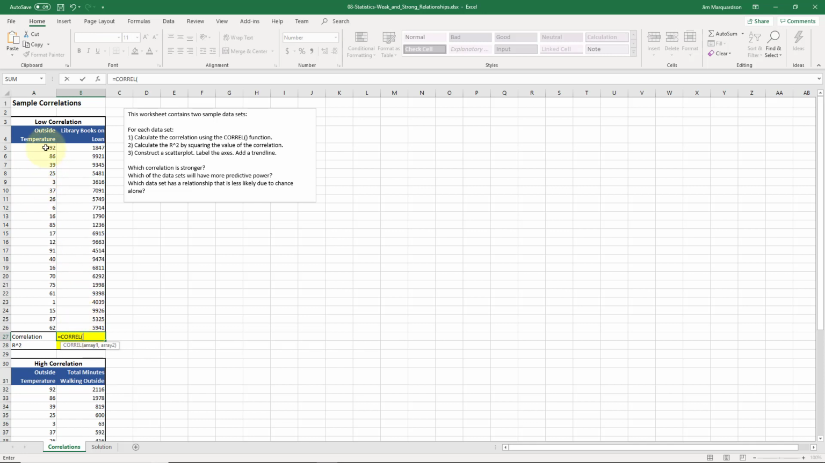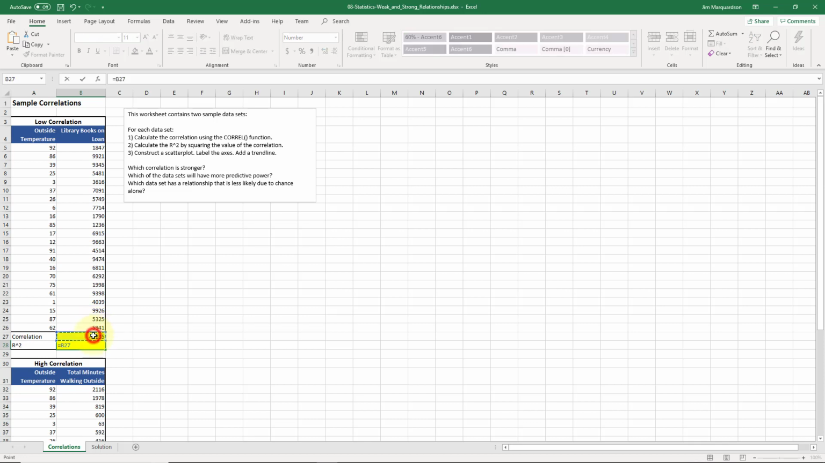So are they correlated? I'll select for array one, the outside temperature, hit the comma, then select my second array, the library books on loan. And we see a correlation of negative 0.23. So it's not very high.